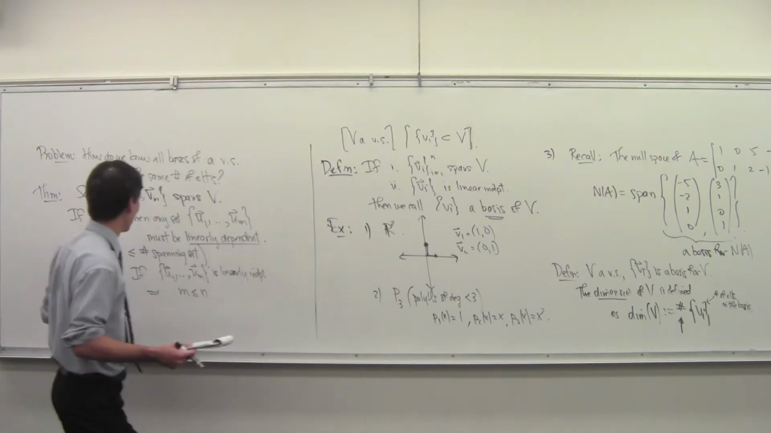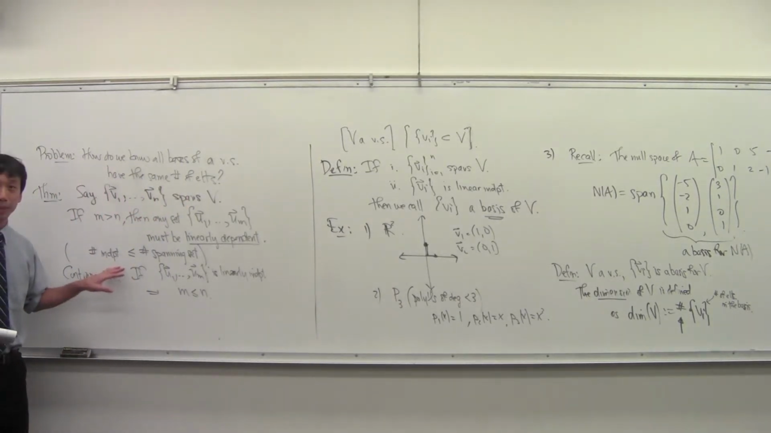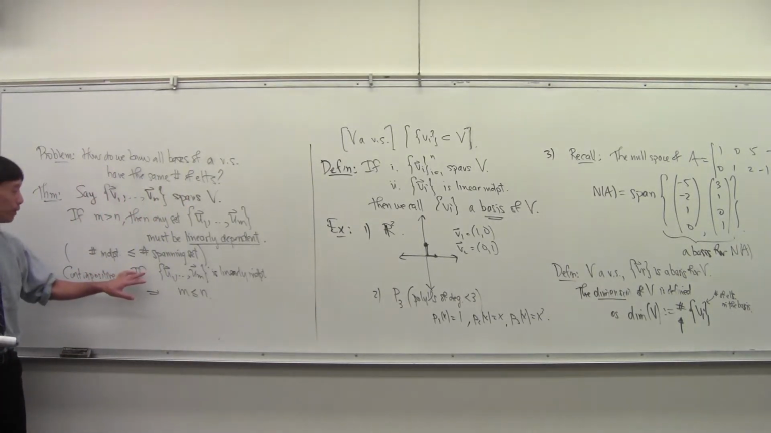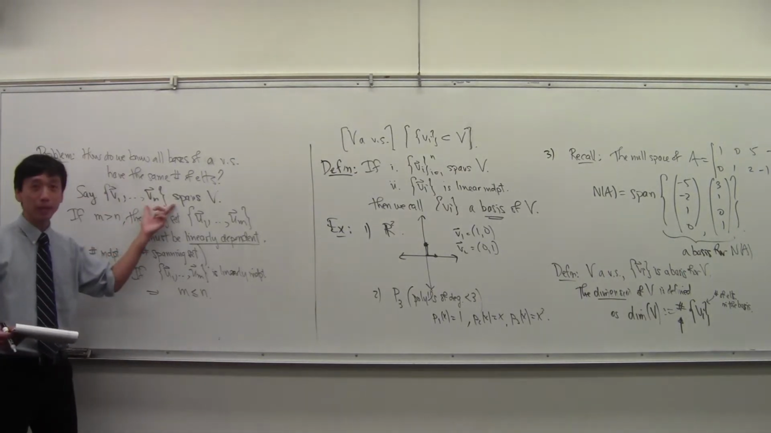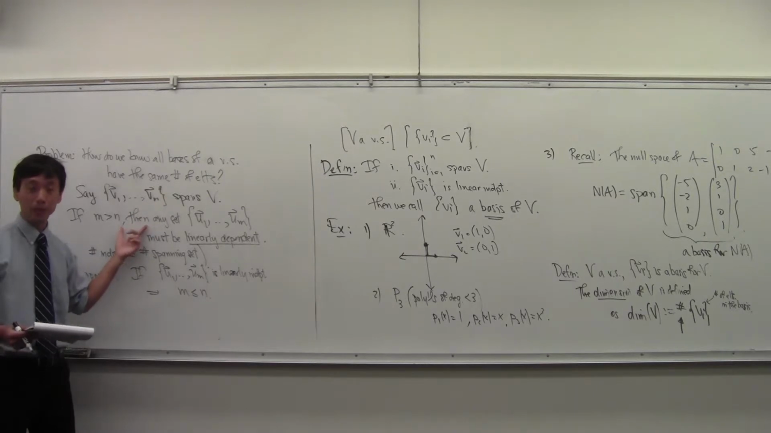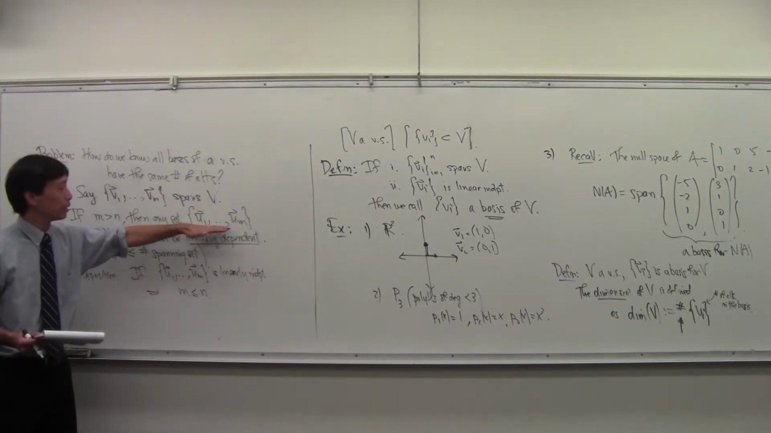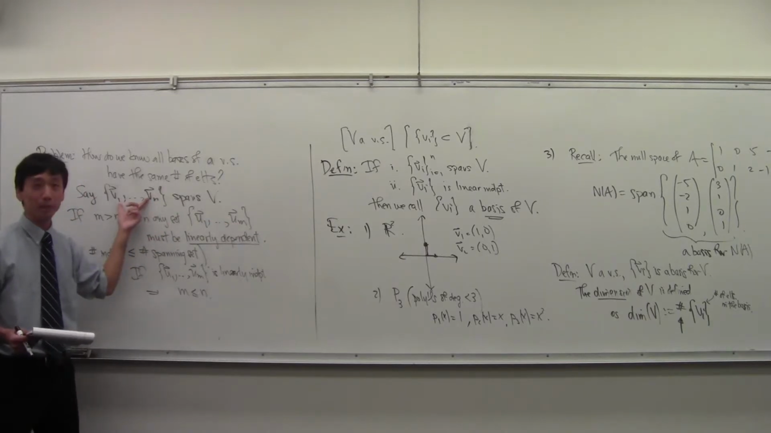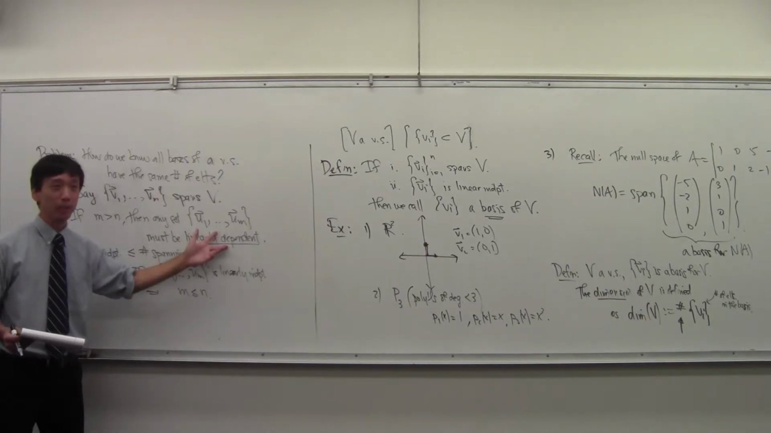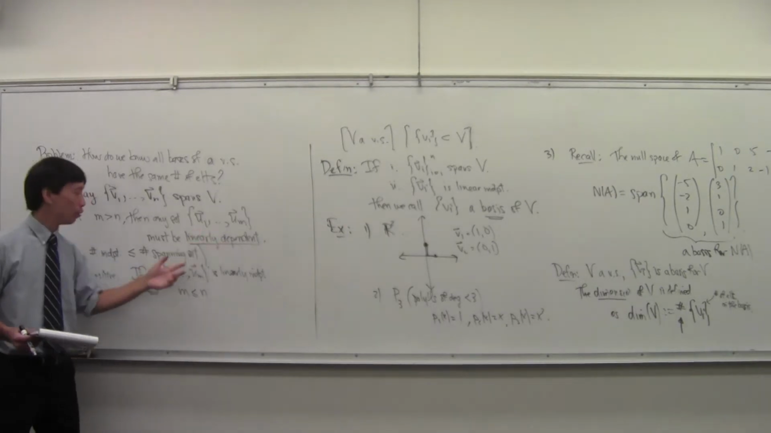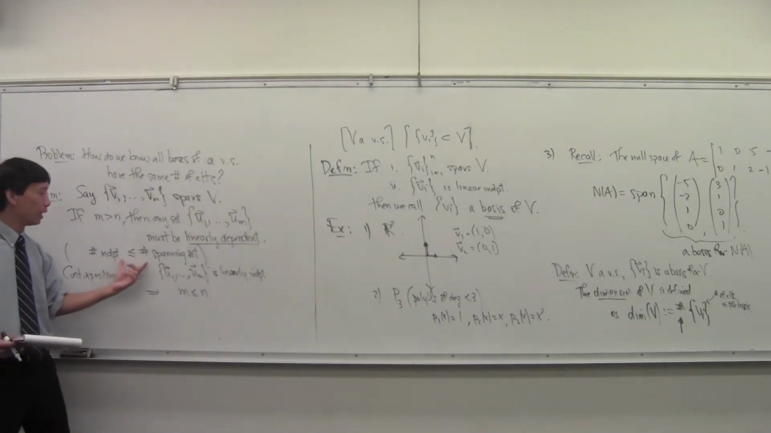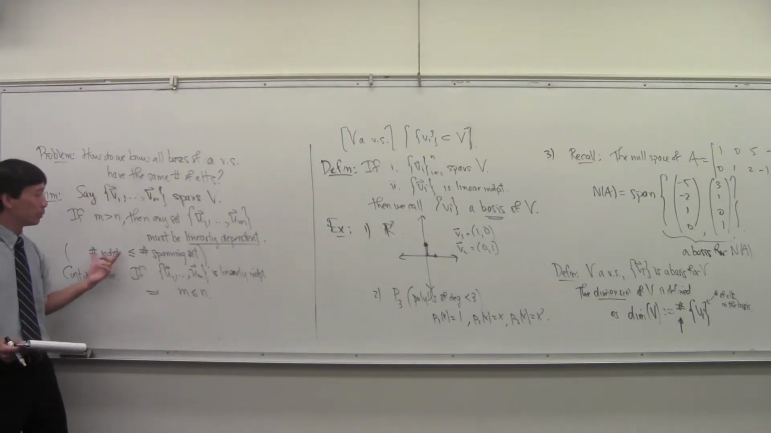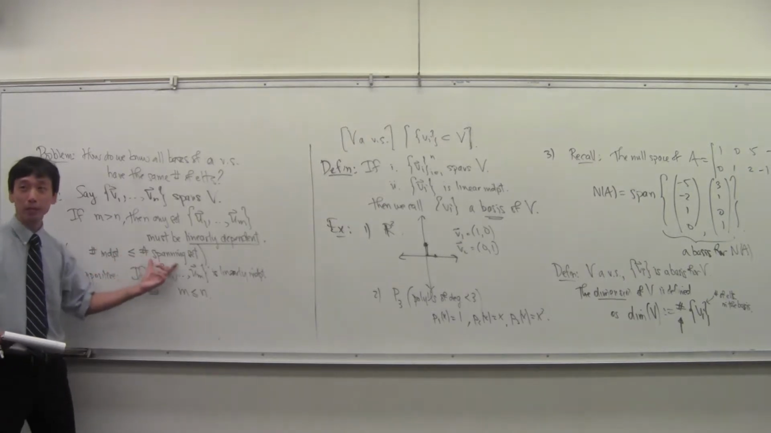Okay, so are people okay with this statement? It says if you have a spanning set and you have a set of vectors whose number is greater than that of the spanning set, then these must be linearly dependent. Or the contrapositive: if you're independent, then the size must be less than or equal to the size of the spanning set.